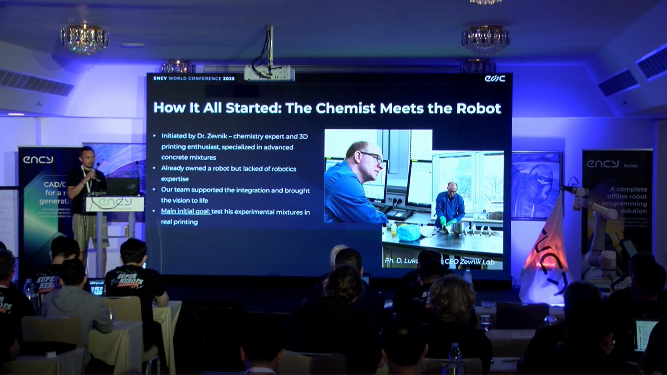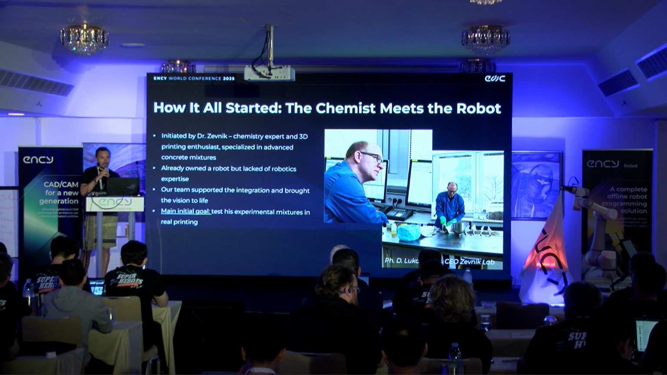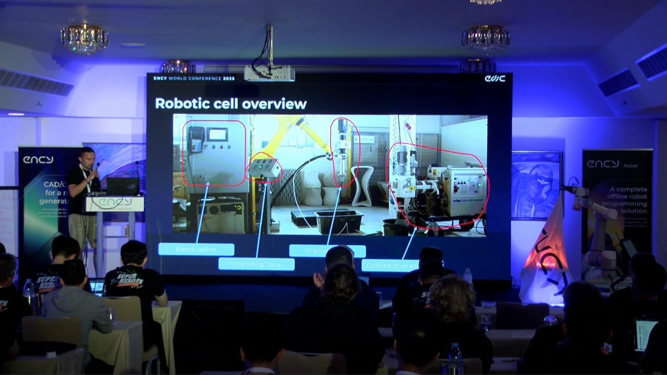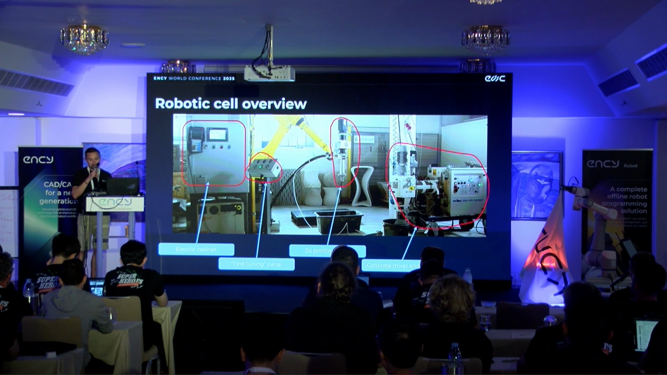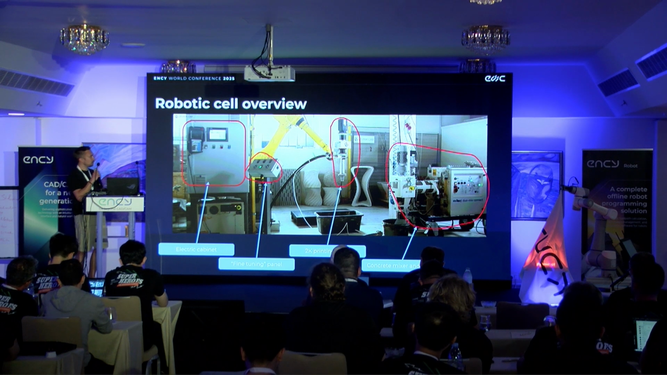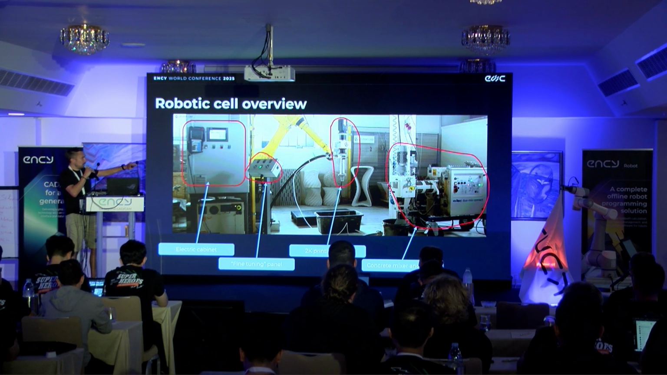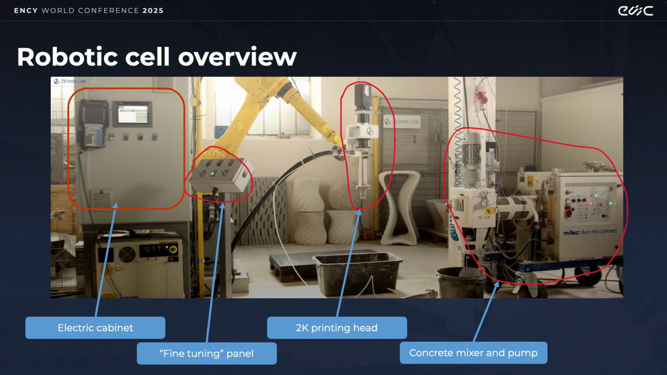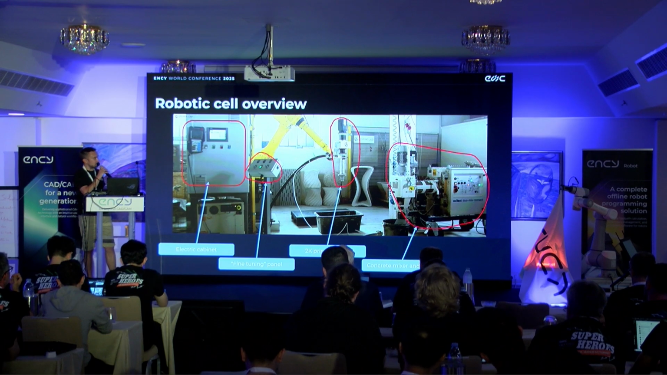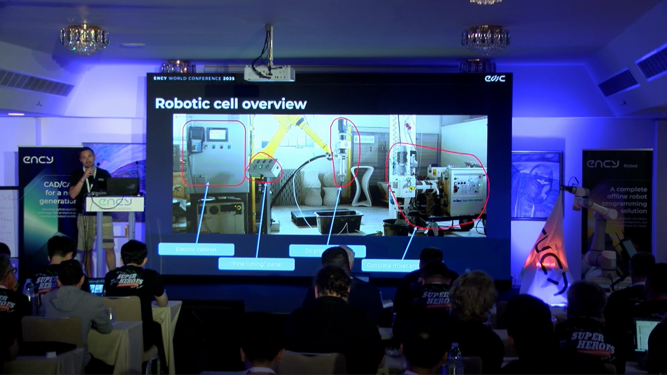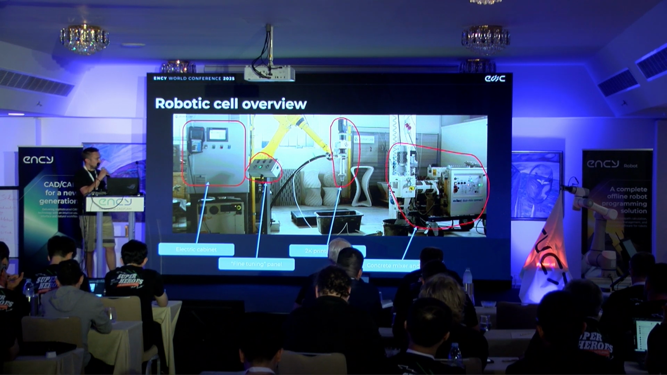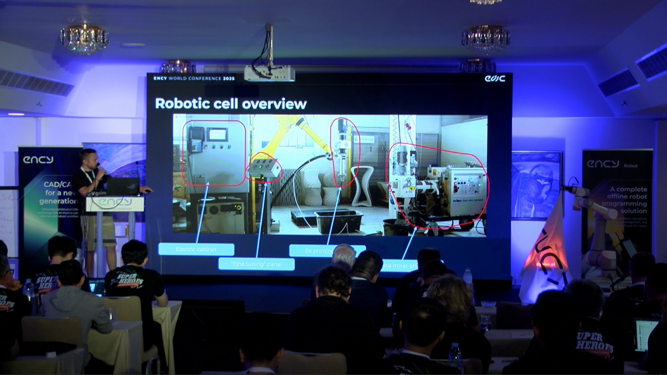I will explain how it looks. We started together with one integrator inside Slovenia called Snopromat. We do this cell, of course, with an electric cabinet and a Fanuc robot, a little bit lighter Fanuc robot, because he already had this robot.